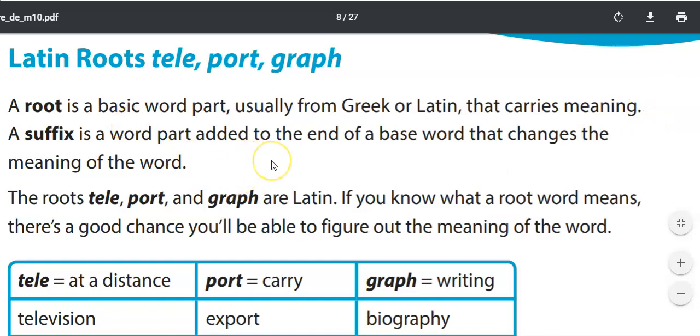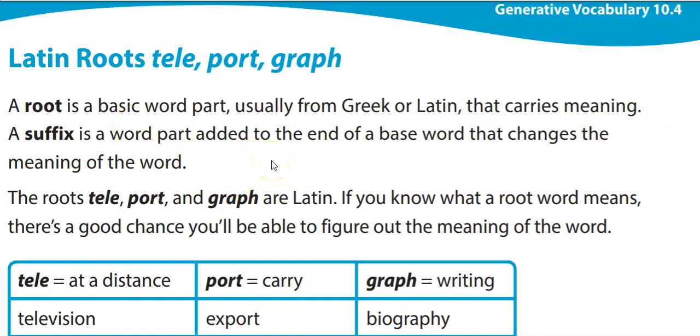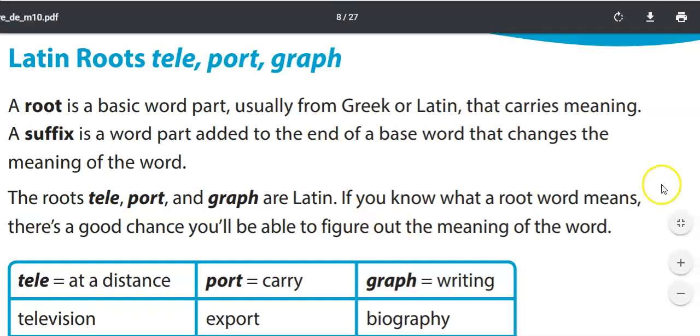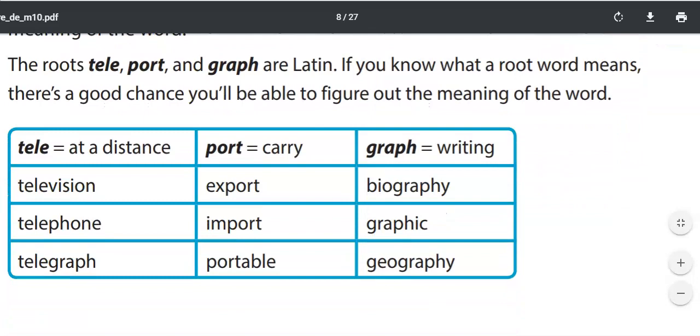A suffix is a word part added to the end of a base word that changes the meaning of the word. The roots tele, port, and graph are Latin. If you know what a root word means, there's a good chance you'll be able to figure out the meaning of the word. Tele means at a distance, port means carry, graph has to do with writing.